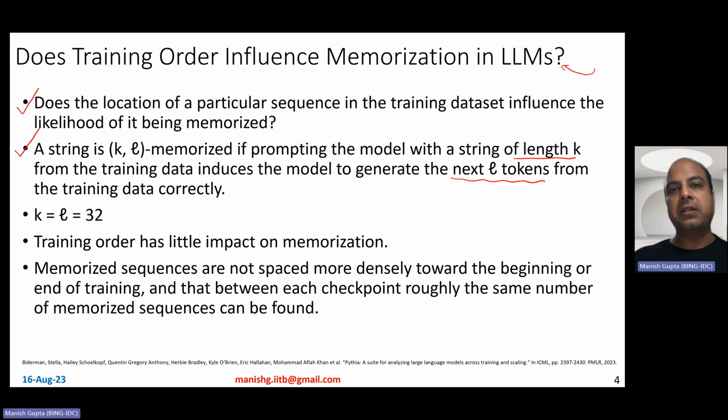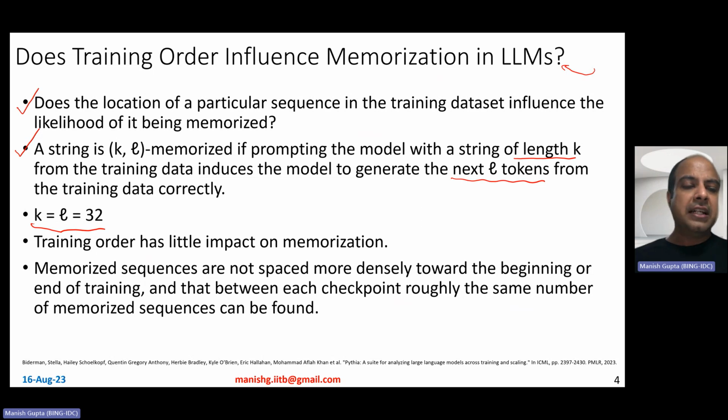Right? So this helps the model recover the next l tokens as it is. What they did was, for every training sample, take the first 64 tokens. They prompted the model with the first 32 tokens, and if the model generates the same next 32 tokens, then you would say that that string is memorized nicely by the model.